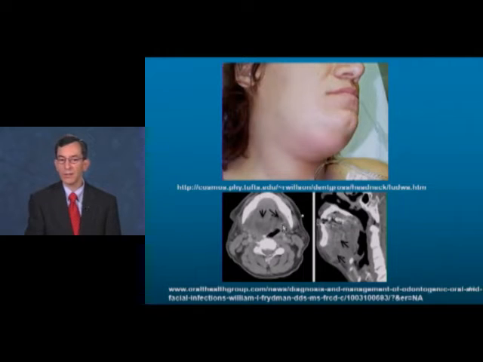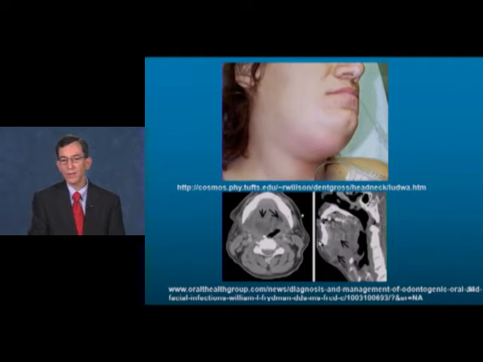CT scanning demonstrates dramatic changes in these patients, and here you can see very widespread heterogeneous inflammation in the sublingual space. And on the lateral, you can appreciate that this can widen or extend posteriorly and compromise the airway, hence the need for critical attention to maintaining a patent airway.